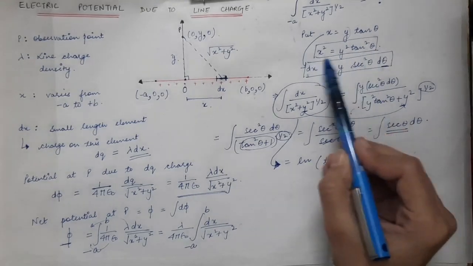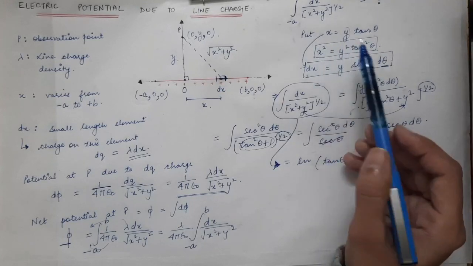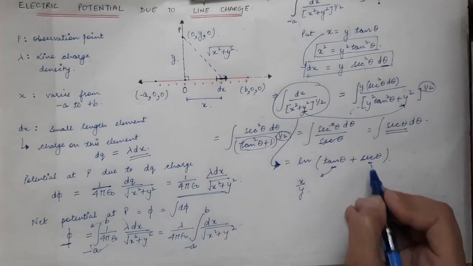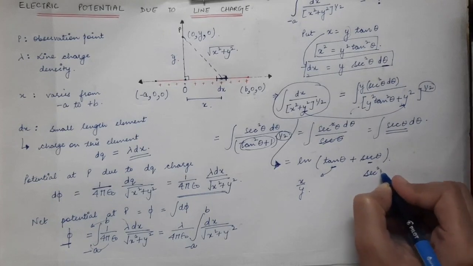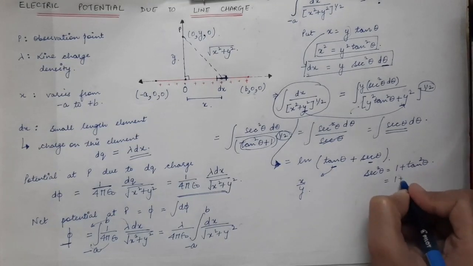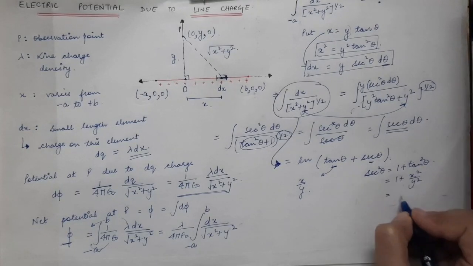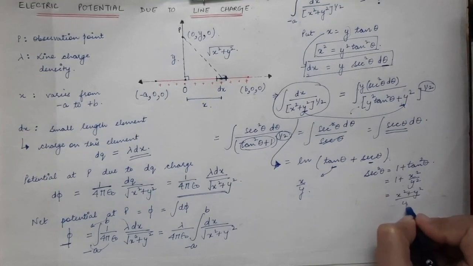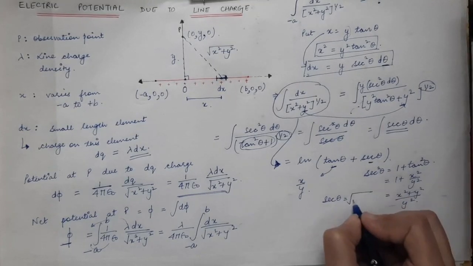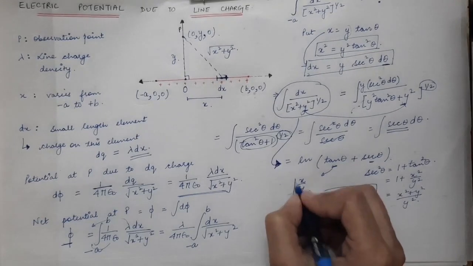So from this particular expression you can get tan theta. So tan theta will be equal to x divided by y, and secant theta can also be found out. Secant square theta is equal to 1 plus tan square theta, that we already know. Now tan square theta is nothing but x square by y square. So that will be equal to x square plus y square whole divided by y square. So from here secant theta will be equal to under root of x square plus y square whole divided by y.